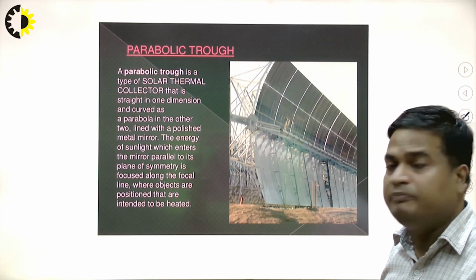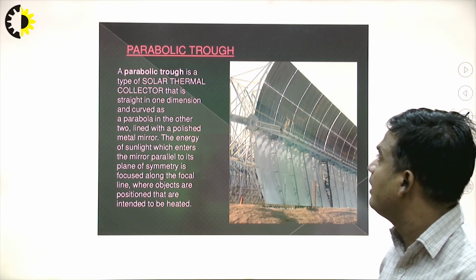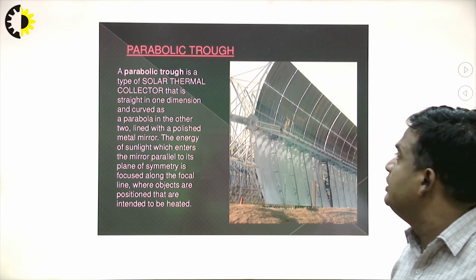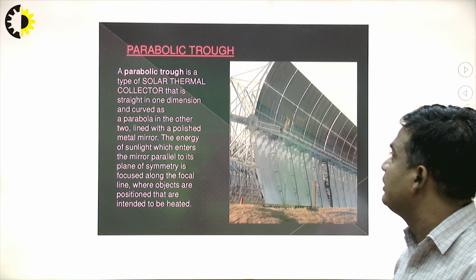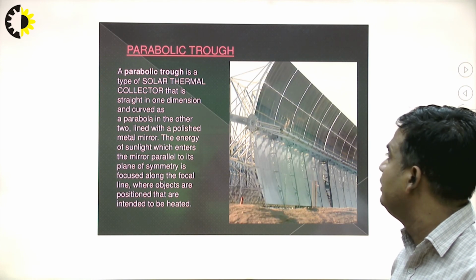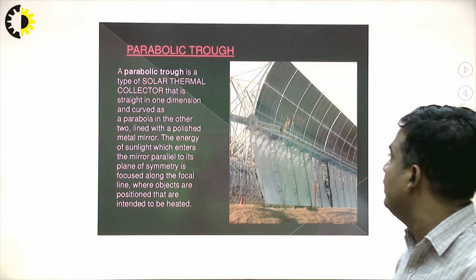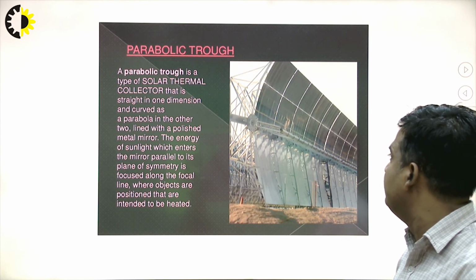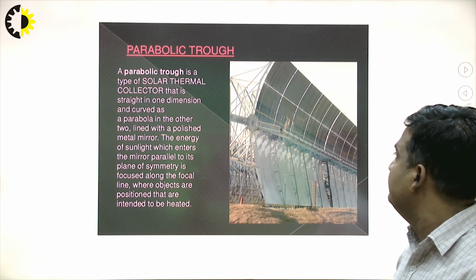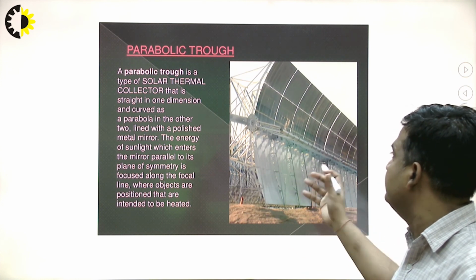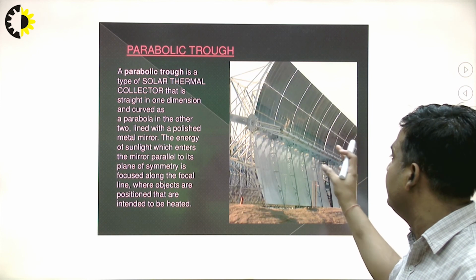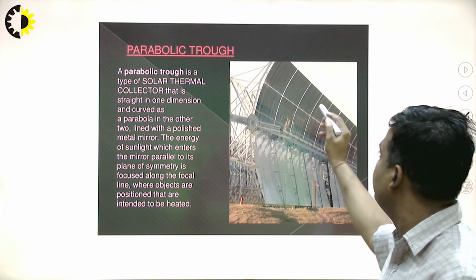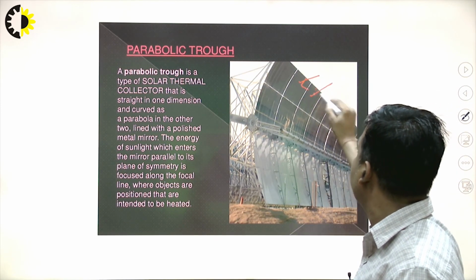Now first is the parabolic trough. A parabolic trough is a type of solar thermal collector that is straight in one dimension and curved as a parabola in the other two, lined with a polished metal mirror. So this is a polished mirror, so that the radiations can get reflected when they fall on the surface.